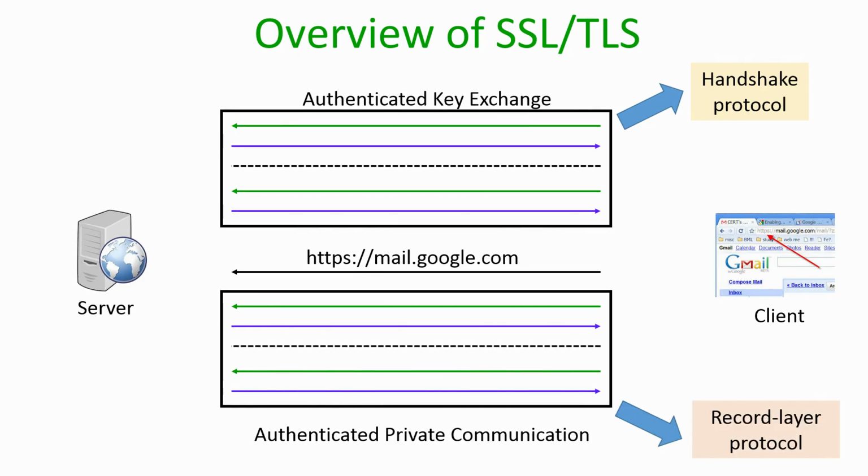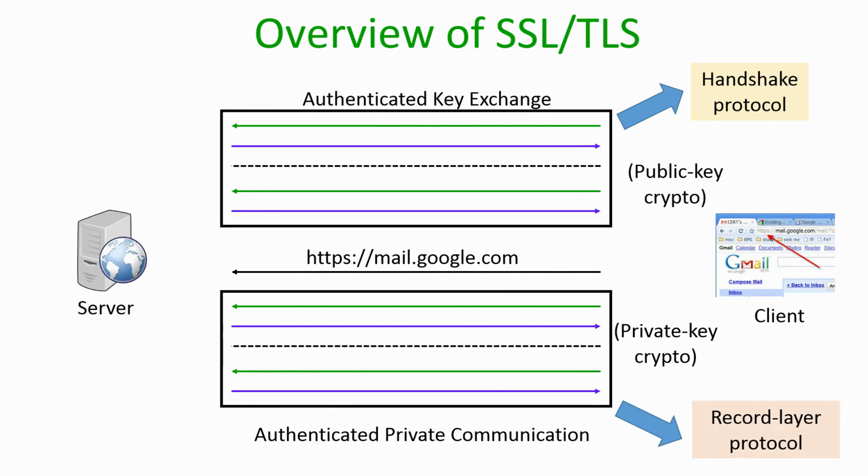Now, once the key is established, the second sub protocol that starts executing is the record layer protocol, and what this record layer protocol does is the authenticated private communication between the server and the client using the keys which have been established during the handshake protocol. In terms of cryptographic primitives, to do the authenticated key exchange, the handshake protocol uses public key cryptography, whereas once the key has been established, to do the actual communication between the server and the client, the record layer protocol uses private key primitives.